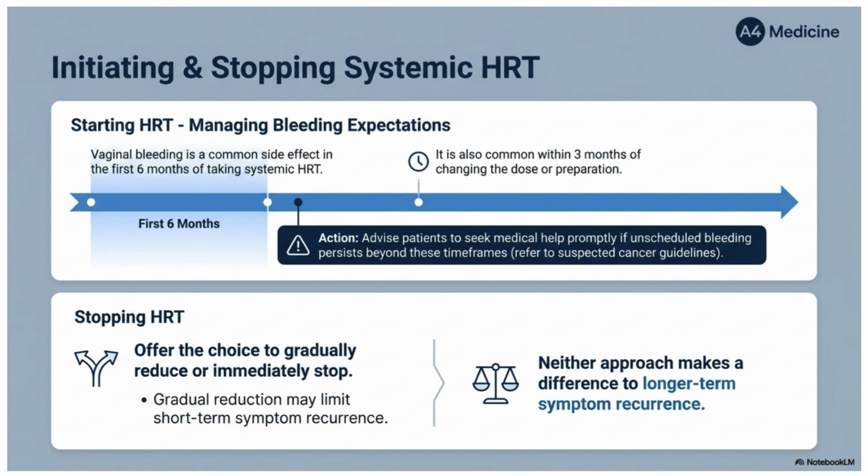There is no single correct way to stop HRT. Offer the patient a choice between stopping immediately and reducing treatment gradually. Gradual reduction may reduce symptom recurrence in the short term. However, in the longer term, tapering and immediate cessation make little difference to whether symptoms return.